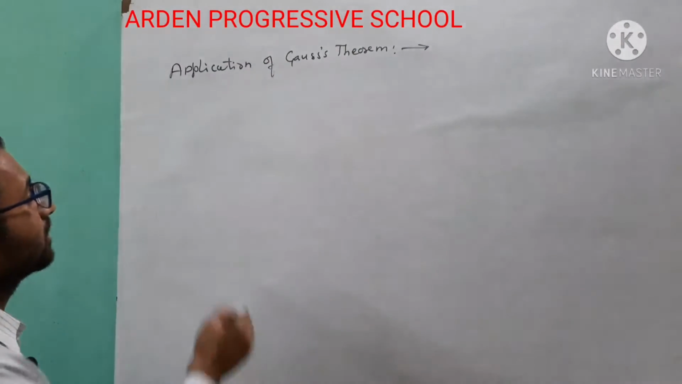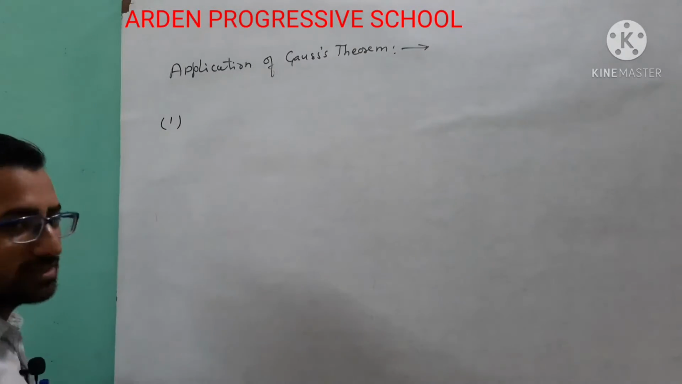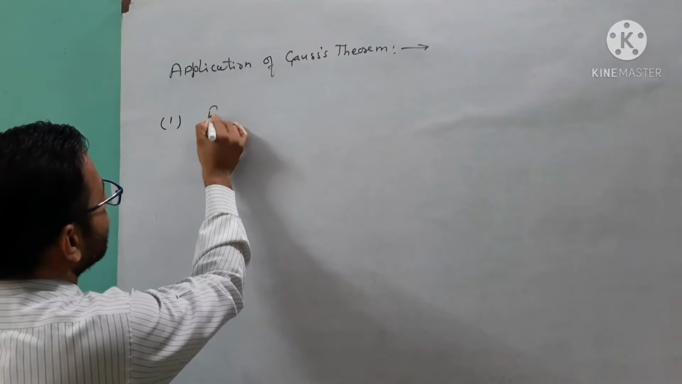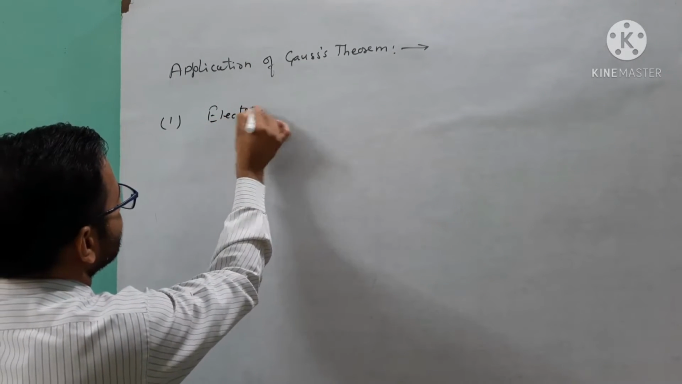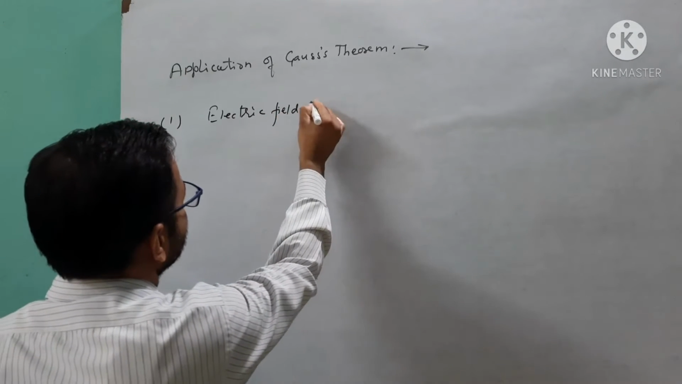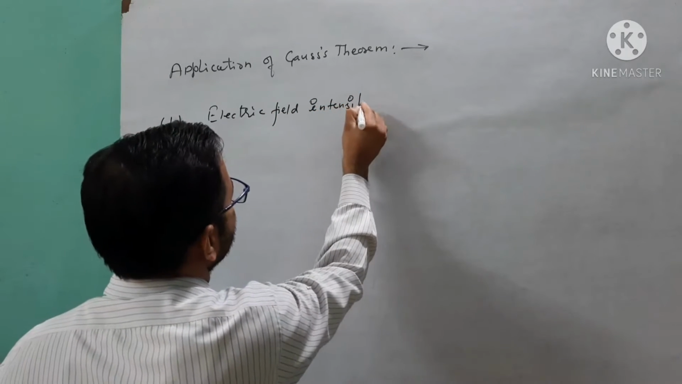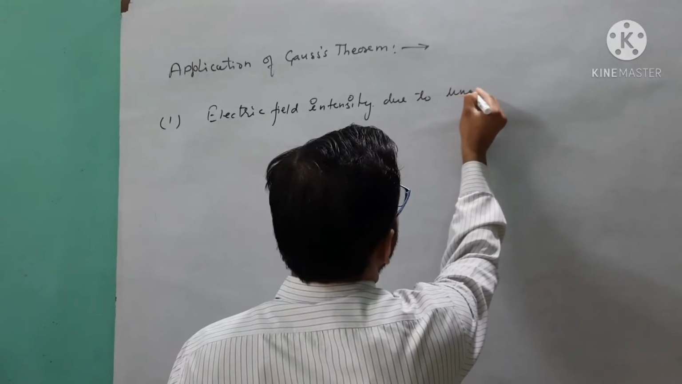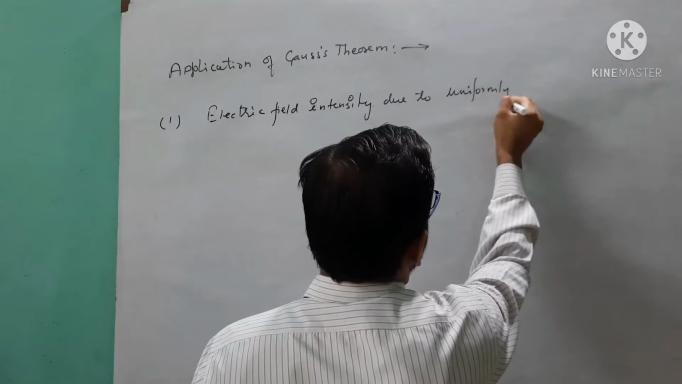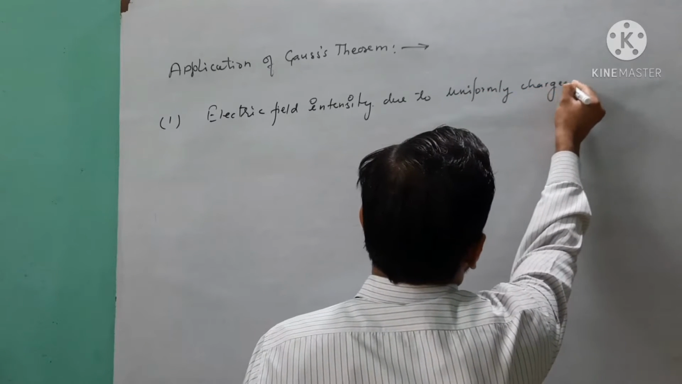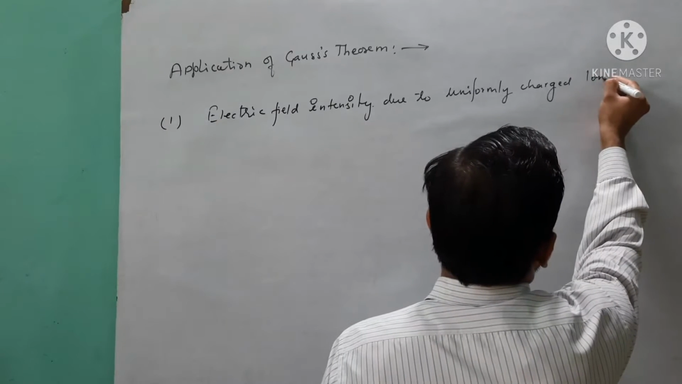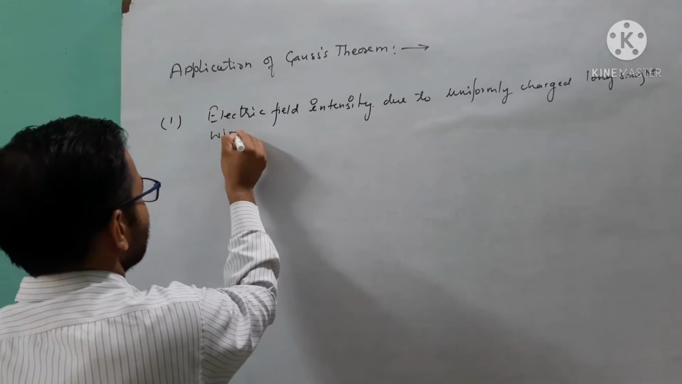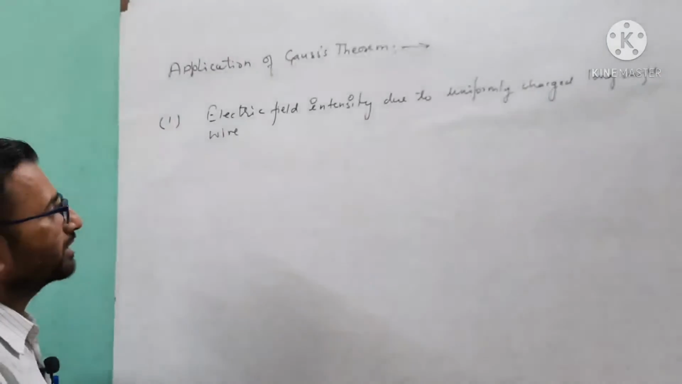I will first write all the applications which we will study through Google Meet and YouTube. First is the electric field intensity due to a uniformly charged long straight wire. This first application is the one we have done through Google Meet.